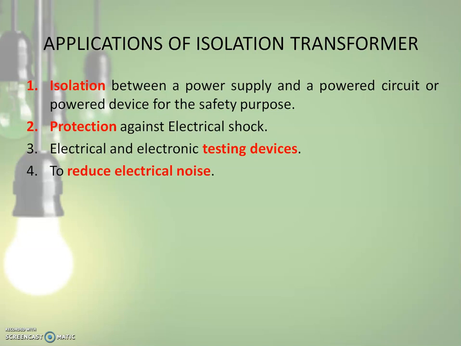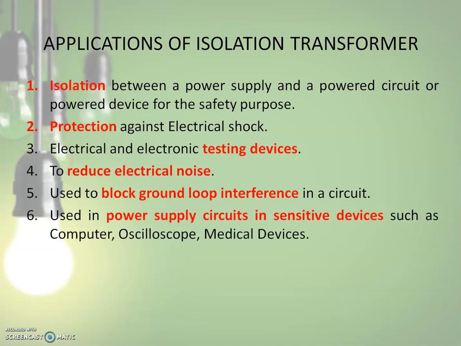And to reduce electrical noise, as already discussed, it can reduce electrical noise with proper shielding and is used to block ground loop interference in the circuit. Without having a secondary ground, there is no possibility of a ground loop interference, which is not at all desirable. And it is used in power supply circuits in sensitive devices such as computers, oscilloscope, medical devices, etc.